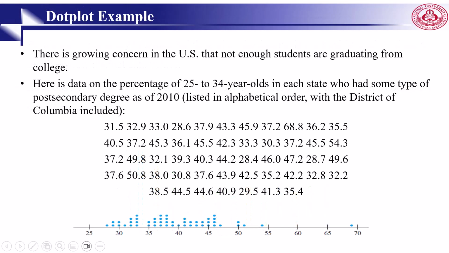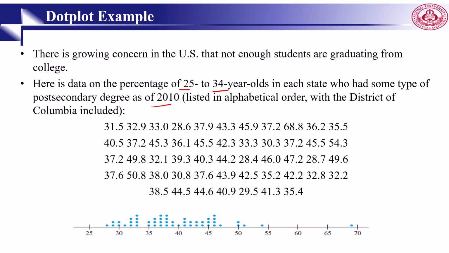So here is one example. There is a growing concern in the United States that not enough students are graduating from college. Here is data on the percentage of 25 to 34 year olds in each state who had some type of post-secondary degree as of 2010. Again, we have a lot of data and we show it using a dot plot here.